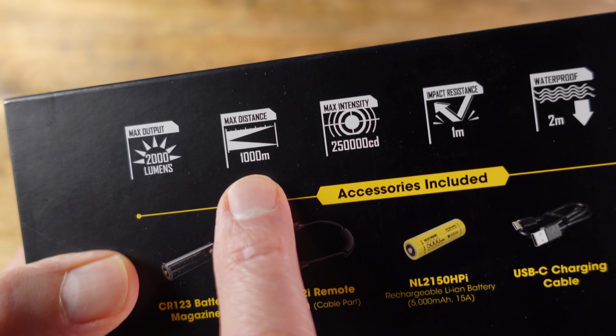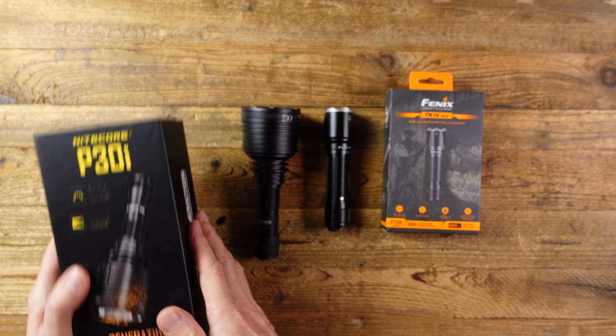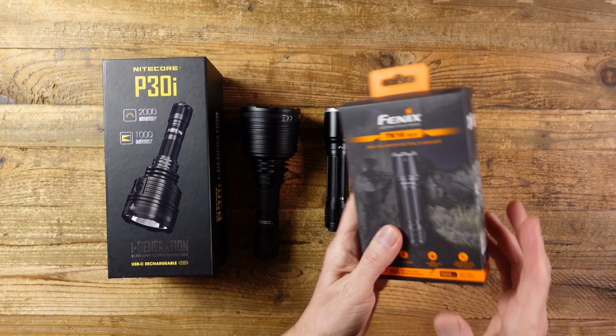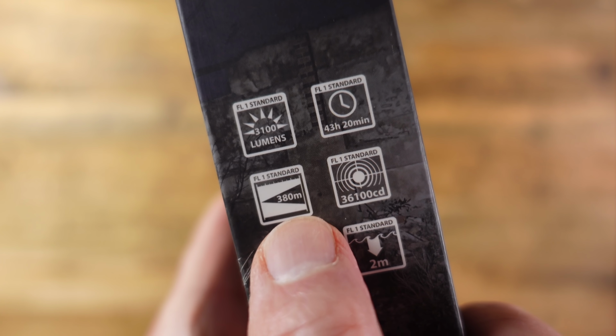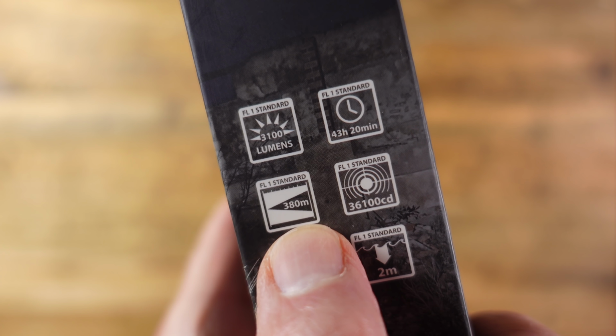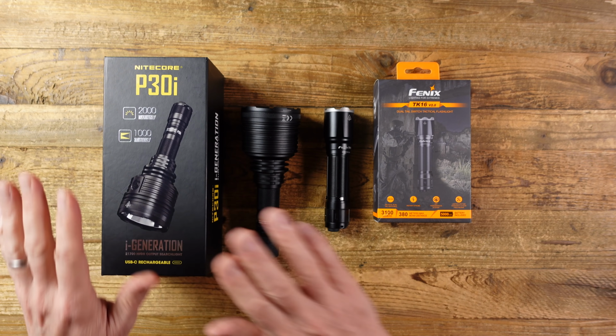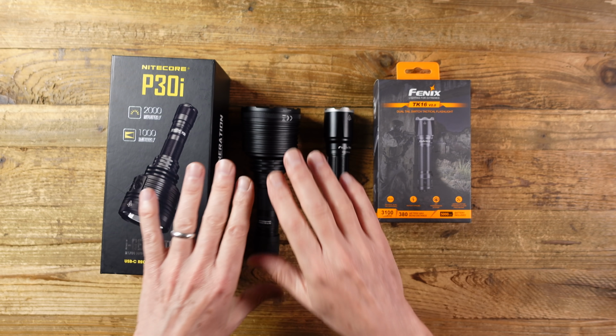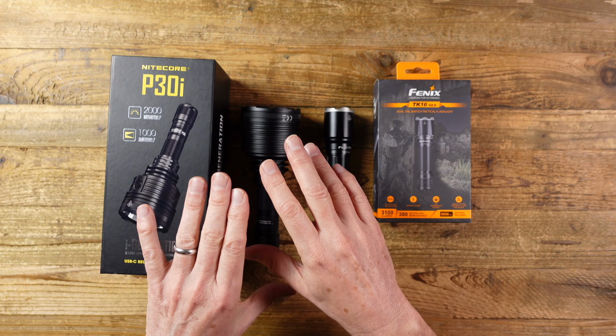And we can see that if we look at the quoted range. The quoted range of this flashlight here is 1,000 meters. And the quoted range of this flashlight here is 380 meters. So although it's got higher power, it's got a shorter range, but more of a flood. And this one has lower power, but a much greater range, 3 times greater in fact, and a much narrower light beam.